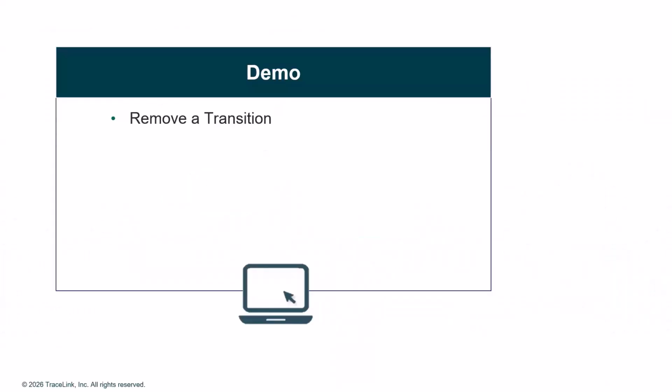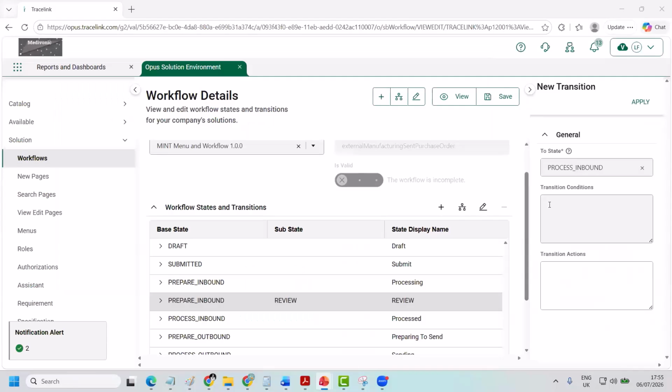I'm going to show you now how to remove a transition. First, I'm entering a snippet of the JavaScript in the transition condition field.